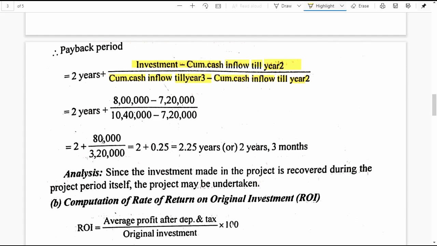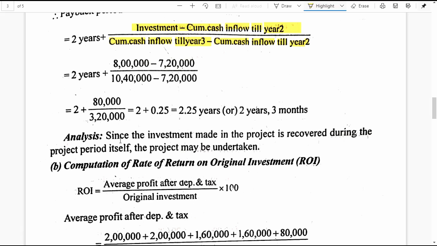2 years plus 80,000 divided by 3,20,000. This 80,000 is the balance investment to be recovered from the third year cash inflow of 3,20,000. That is the idea. So it gives us 2 plus 0.25, and finally 2.25 years. If you want the result in years and months, you can go for another calculation. What is that? 2 years plus 80,000 divided by 3,20,000 into 12, you get the answer of 2 years and 3 months as the payback period for the project.